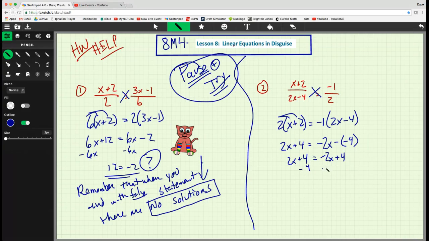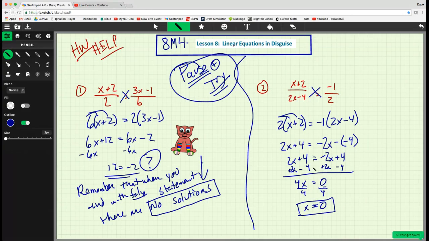So now let's subtract 4 from both sides and add 2x to both sides. And I get 4x equals 0. Divide by 4, and I get x equals 0.